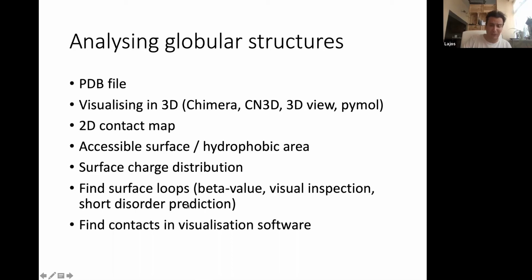You can find surface loops. They can be very important. If, for example, you are targeting a globular protein with an antibody, then it's usually good to look for surface loops. These are longer linear parts that are always exposed to the solvent and always exposed to other proteins. So a very good target for an antibody epitope. You can see them sometimes from the PDB file, but also just by visual inspection of this domain.